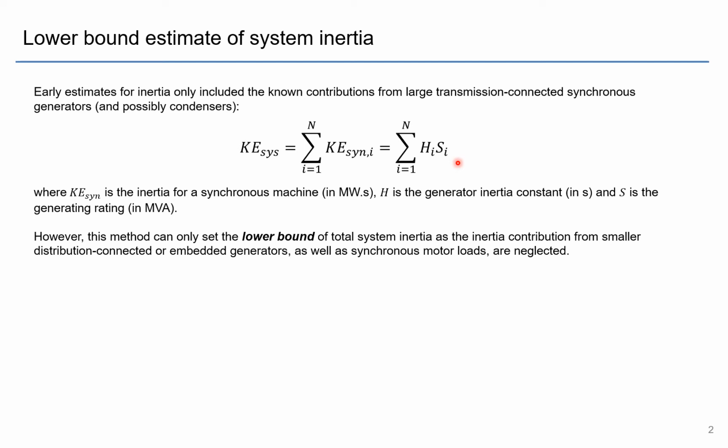But this method really can only set the lower bound for total system inertia, because it doesn't include the inertia from smaller distribution connected or embedded generators, and it doesn't include the inertia from synchronous motor loads. So all of that is neglected, and they're difficult to find.